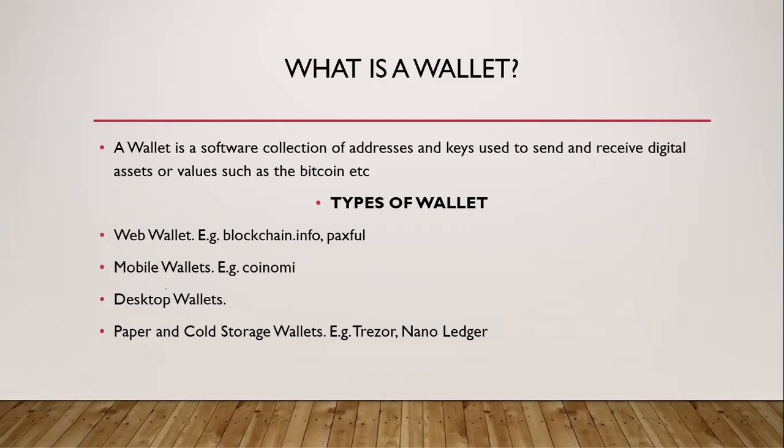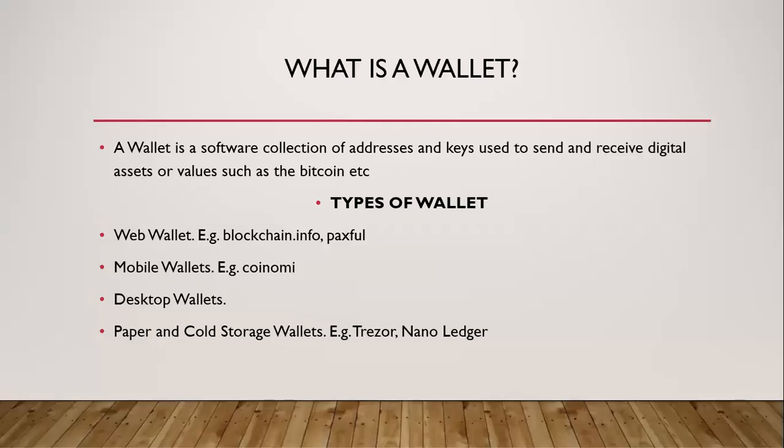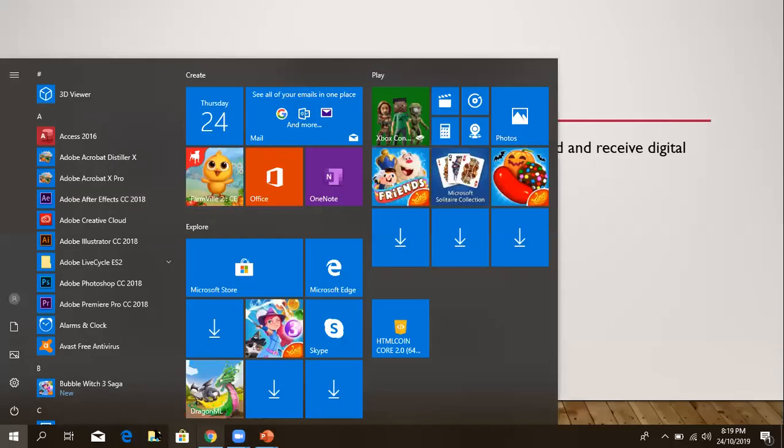Then finally, we have what we call the paper and cold storage wallets. We have Trezor, we have Ledger Nano. Those are the paper wallets. Let me see if I could share my screen for us to see, so I can get a picture of the wallet for us.